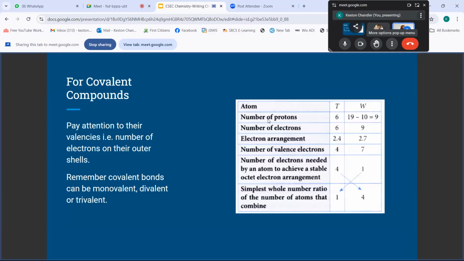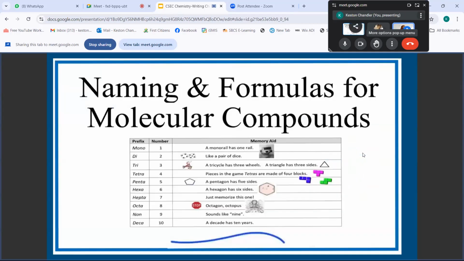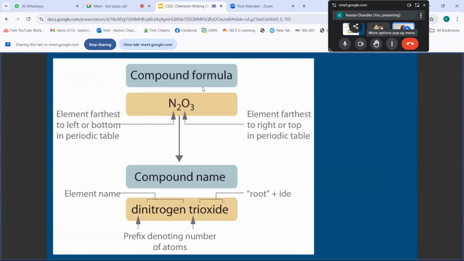If I just go back to this: the number of electrons needed by an atom to achieve a stable octet electron arrangement. So this needs another 4, this needs 1. These are the values that we are swapping. We're not swapping the 4 and the 7. All right, and that's how we come up with the compound formula.